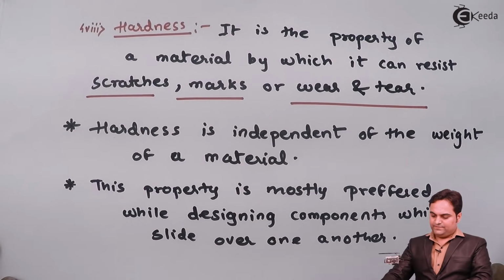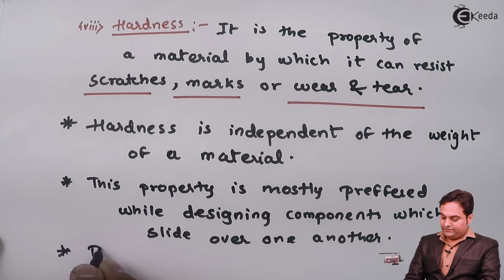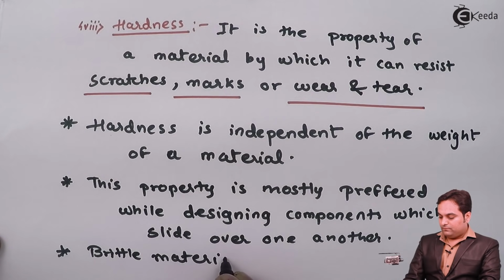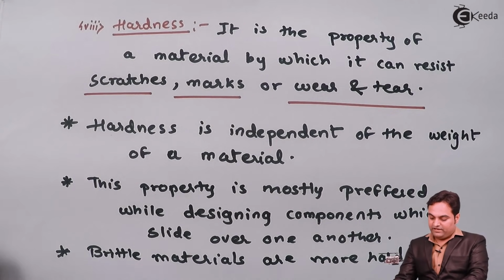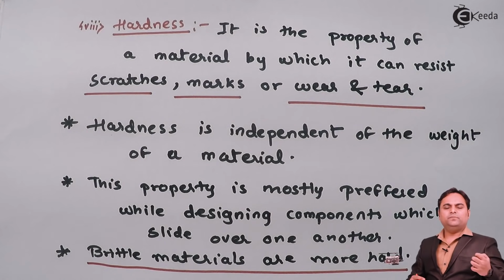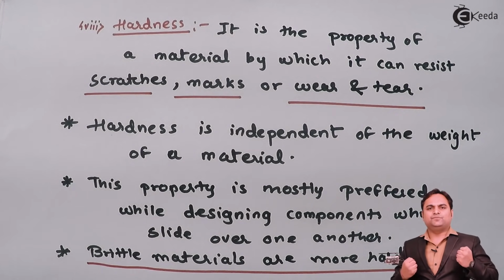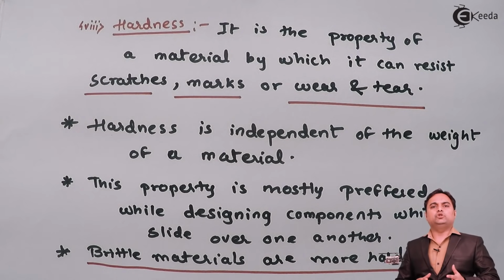Next, after hardness, I can write one more point here in case of hardness, that brittle materials are more hard. This is a very important point which I have mentioned. It means brittle materials are able to resist scratches more. Like for example cast iron, it is a material which has high amount of hardness because it is brittle also.